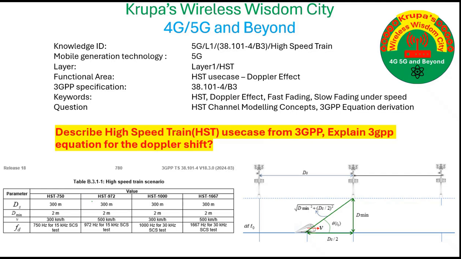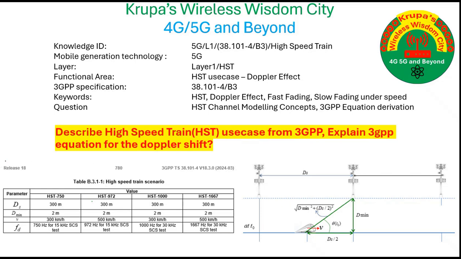We would see, for a given speed, how the fast fading versus slow fading situation arises when the distance between your gNodeB and your mobile changes. And yes, this question is very tricky. Basically, the core concept is how 3GPP has arrived at the equation, so that we understand the internal details to implement in the product. So, coming to the question: describe the high-speed train use case from 3GPP, and explain the 3GPP equation for the Doppler shift.